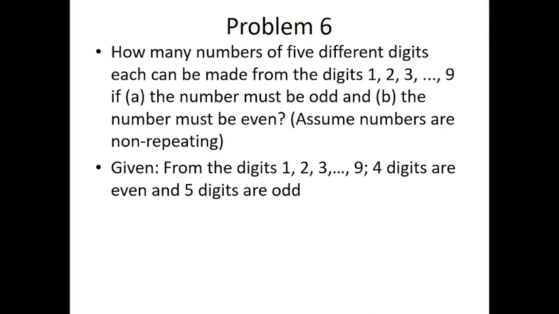Ano yung mga ating even numbers and odd numbers? Even numbers are as follows: 2, 4, 6, and 8 from the digits 1 to 9, right? And what are the odd numbers? 1, 3, 5, 7, 9. So, from the digits 1 to 9, 4 digits are even. 2, 4, 6, 8. So, 4. Okay, 4 digits. 2, 4, 6, 8. So, apat. 5 digits are odd. 1, 3, 5, 7, 9. So, 5 yan. Okay.